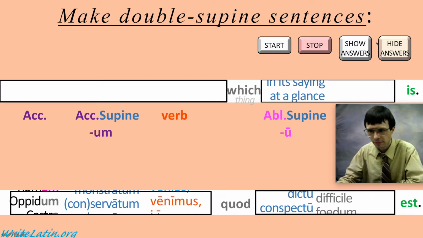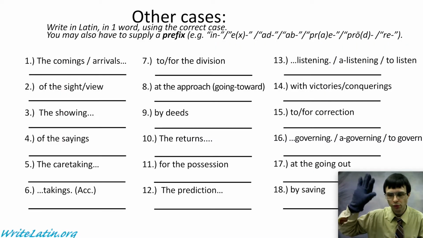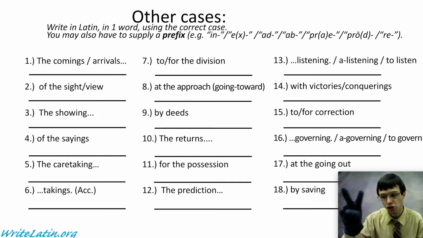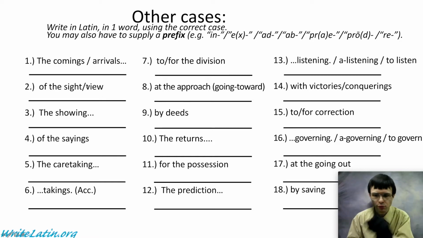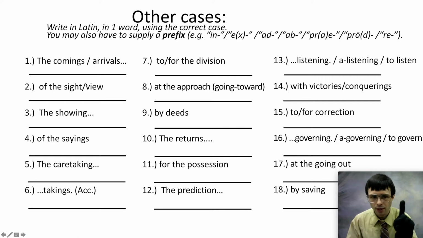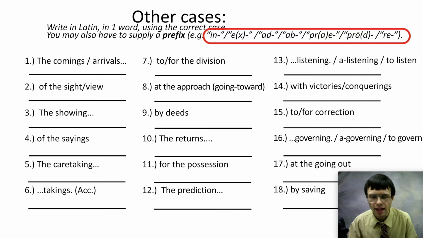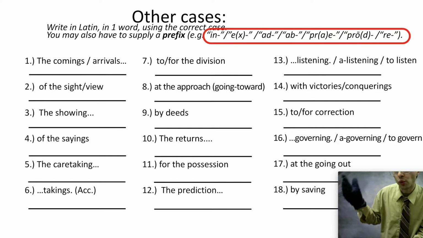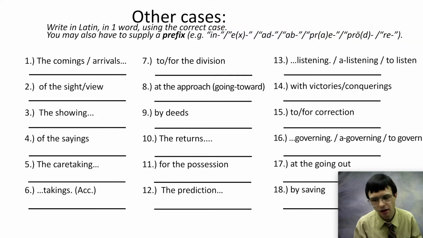All right. Then the second to last exercise I want you to do here is we want to practice all the other cases, not just the most common two. So I want you to answer all these with one word in Latin, but you might have to supply a prefix on the front of it, like in, out of, to or toward, from, pre in front of, pro in front of, or re back. All those might be needed. So I'll do number 1 for you, the comings or arrivals.